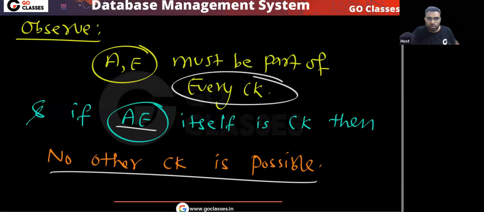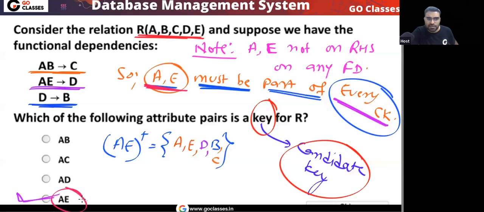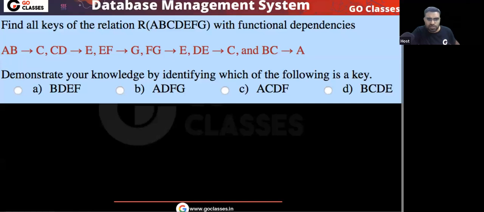So for this question, the answer will be AE. Now tell me the answer for the next question: find all the keys. Keys means candidate keys. By default, whenever you see this word key, it means candidate key.